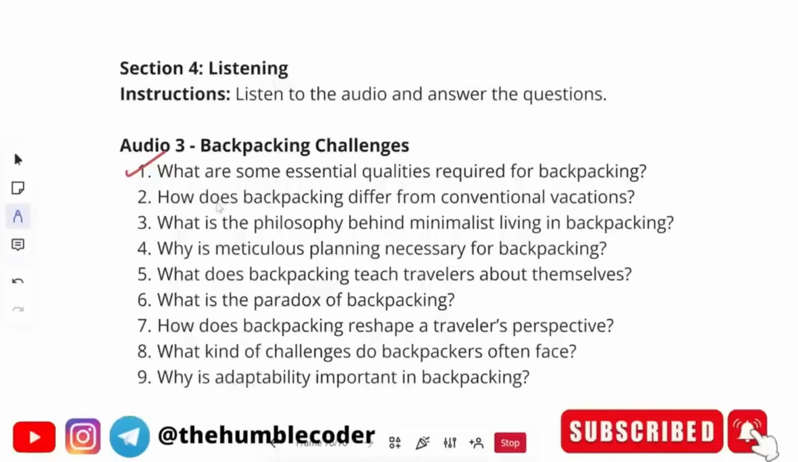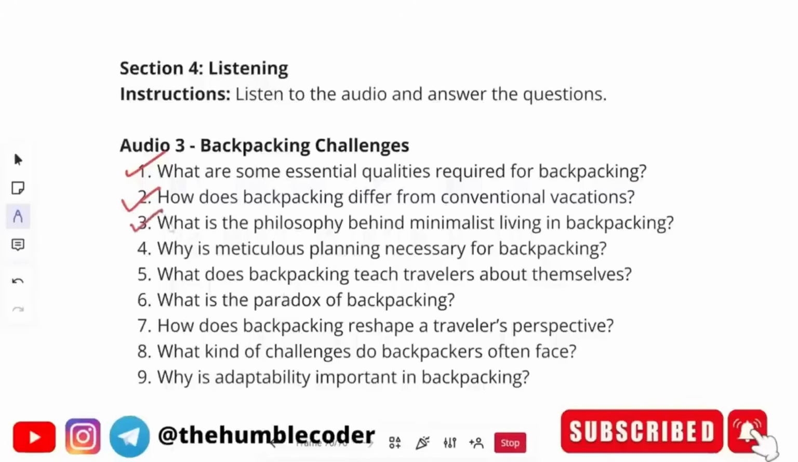The correct answer will be essential qualities for backpacking include endurance, preparation and adaptability. Second question, how does backpacking differ from conventional vacations? The correct answer will be unlike vacations, backpacking requires carrying only the essential and traveling with a minimalist approach.